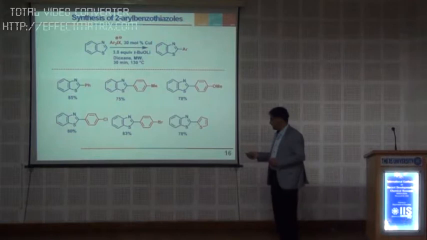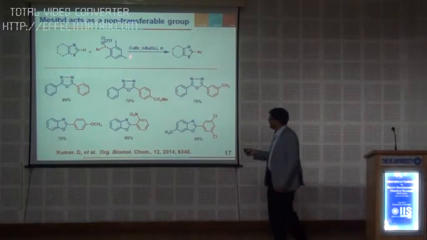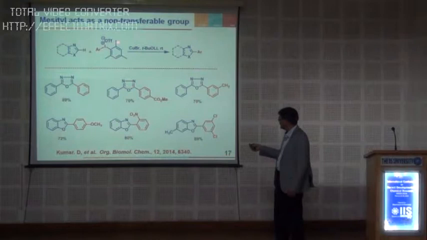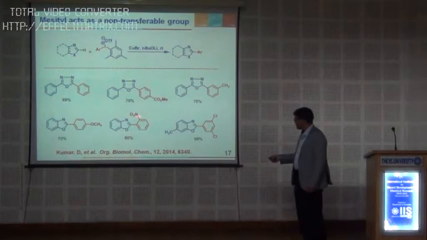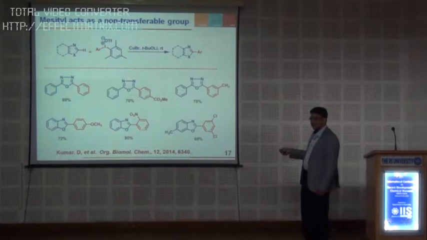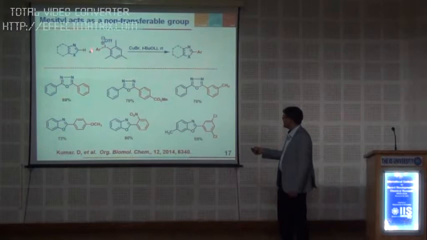Now by using this unsymmetrical and sterically demanding group like mesityl, always this aryl ring is transferred to the corresponding azoles, and one can have a diverse library wherein electron donating, withdrawing, and ortho-nitro, symmetrically like dichloro, such compounds can be prepared, and always this aryl ring will be transferred to these azoles.